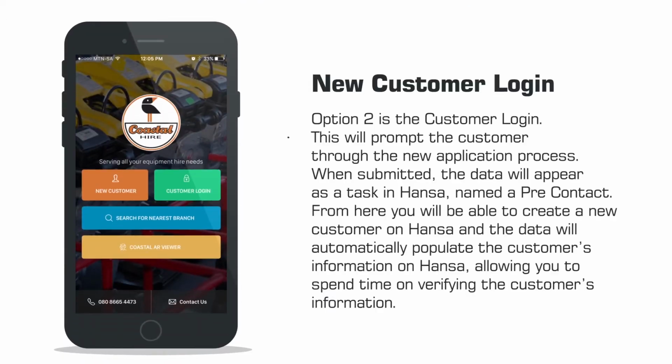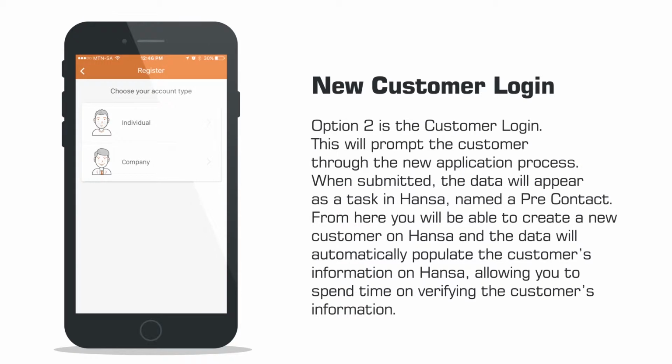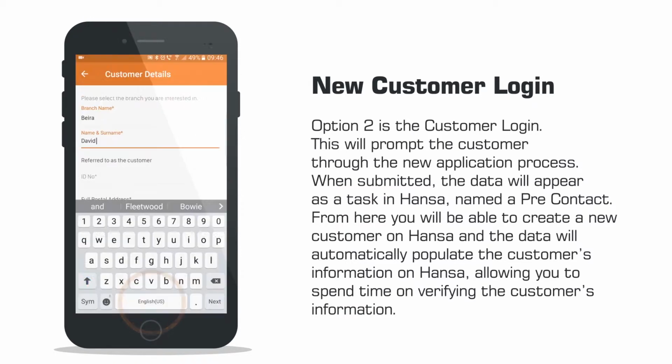Option 2 is the customer login. This will prompt the customer through the new application process. When submitted, the data will appear as a task in Hansa, named a pre-contact. From here, you will be able to create a new customer on Hansa, and the data will automatically populate the customer's information on Hansa, allowing you to spend time on verifying the customer's information.